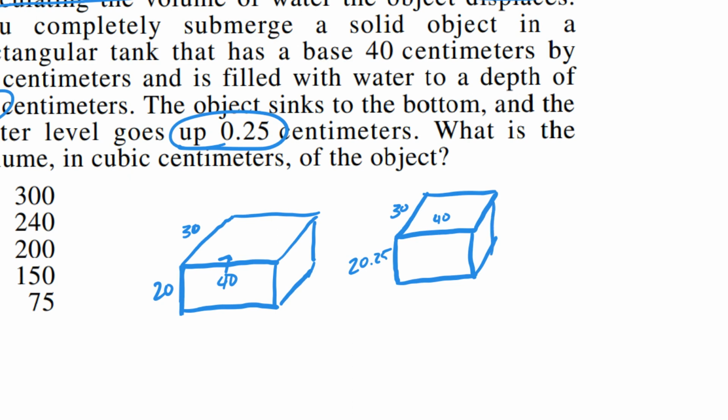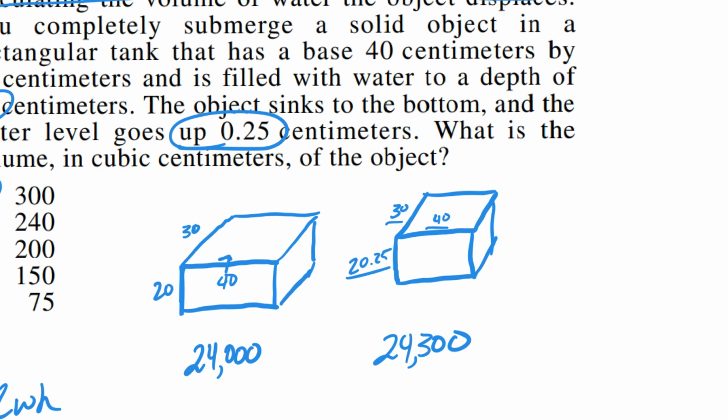So that's one way we could do this. And if we calculate the volume, I'm just going to go ahead and put these in my calculator. Remember, volume is length times width times height. So length times width times height, this has a volume of 24,000. And this one, length times width times height, has a volume of 24,300. So we can see that the volume increased by 300.